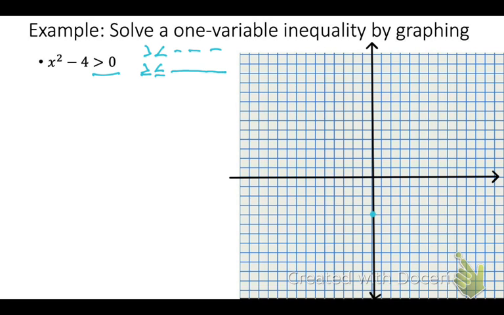I want to know where this hits the x-axis, so that would make it 0, right? So what number squared would equal 4? 2. So if you put in 2, 2 squared minus 4 is 0. So we're going to go at 2, and we get 0, right?